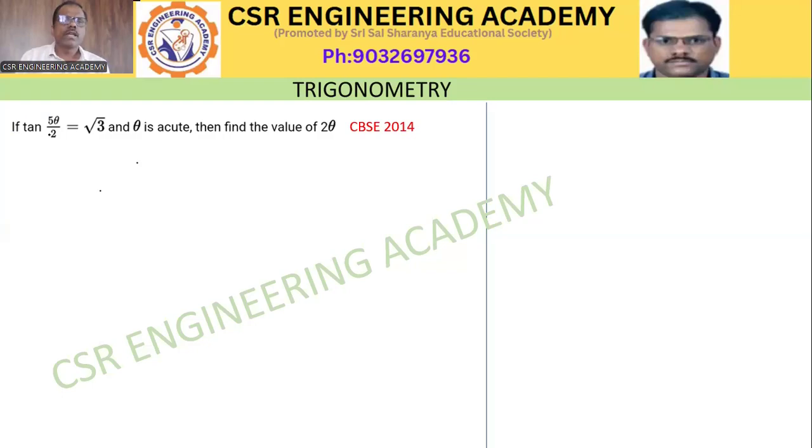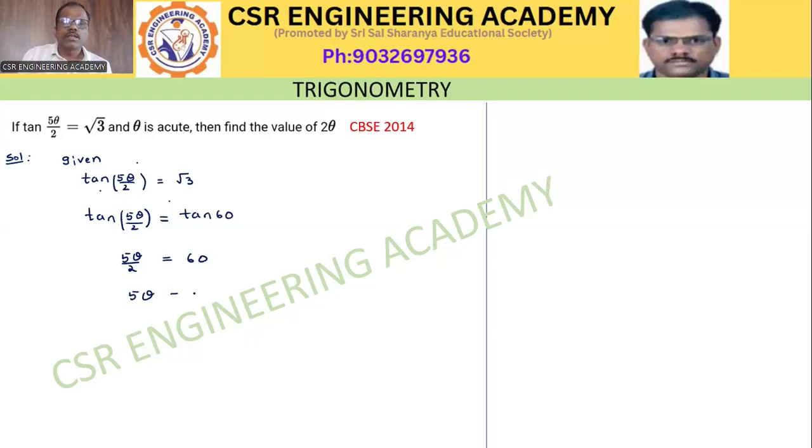If tan 5 theta by 2 is equal to root 3 and theta is acute, then find the value of 2 theta. Given tan 5 theta by 2 is equal to root 3. Tan 5 theta by 2 is equal to tan 60 is equal to root 3. 5 theta by 2 is equal to 60. 5 theta is equal to 60 into 2.